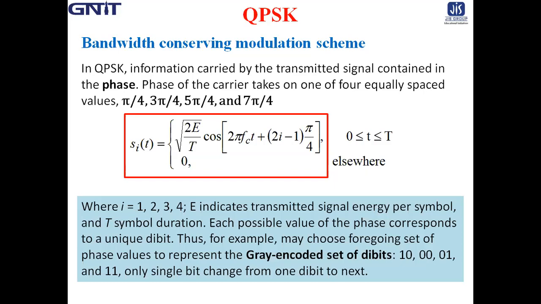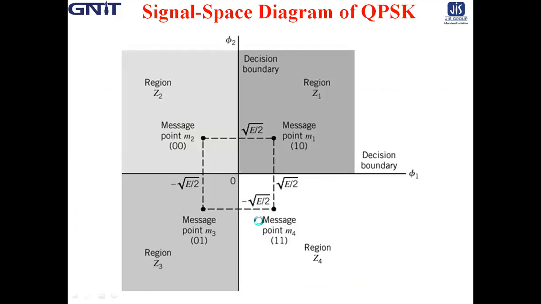For example, we may choose a Gray encoded set of dibits, say 10, 00, 01 and 11. So only a single bit changes from one dibit to the next. Correspondingly, we drew the signal space diagram of 4 symbols, that is 10, 00, 01 and 11. The first message point has phase pi by 4, message point M2 has phase 3 pi by 4, message point M3 has phase 5 pi by 4, and message point M4 has phase 7 pi by 4. Correspondingly, we also get the coordinates of the message points.